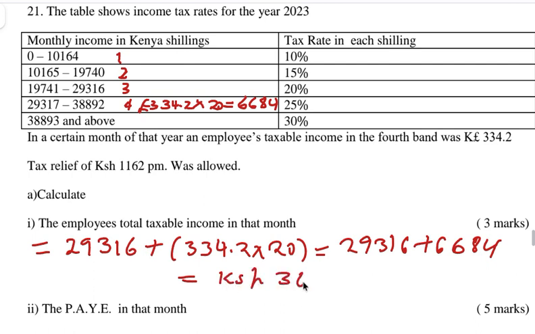Si ngumu. Sasa total taxable income, watu wengi wachanganya tax na taxable income. Taxable income ni ile pesa in which tax is calculated. So the monthly income ndo hiyo taxable income yako. Ikiwa kuna allowances, utachukua ile income yako plus all allowances. So in the 3 bands, wajua total yake ni 29,316. Ukiongeza na ile fourth band, baada ya kuconvert kwa Kenya shillings, ni 6,684. Total yako taxable income ni 36,000 shillings.